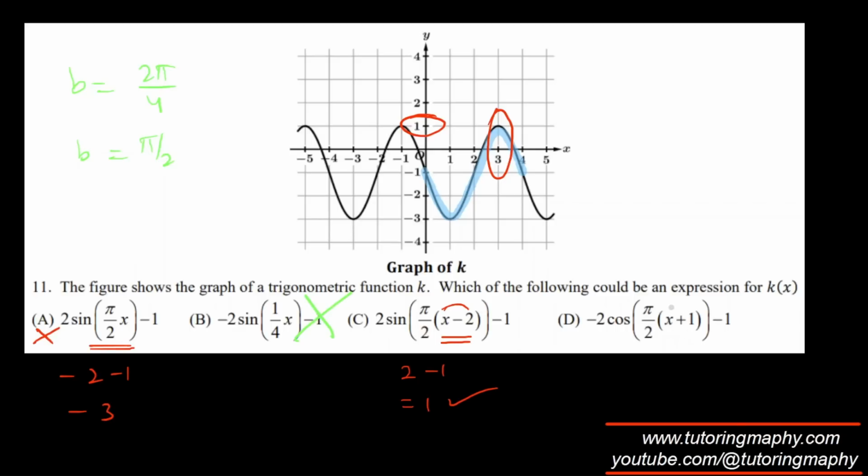Pi over 2 times 4 is 2 pi. Cos of 2 pi is 1. So negative 2 minus 1 is negative 3. No, I don't need negative 3. So the answer is definitely option C.